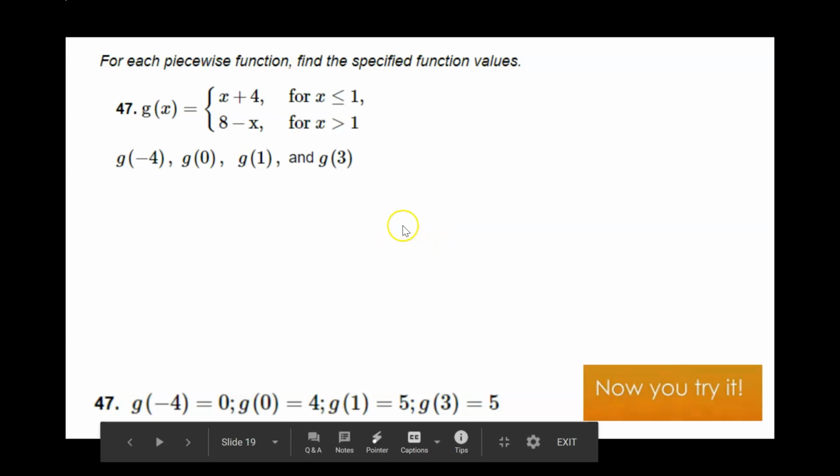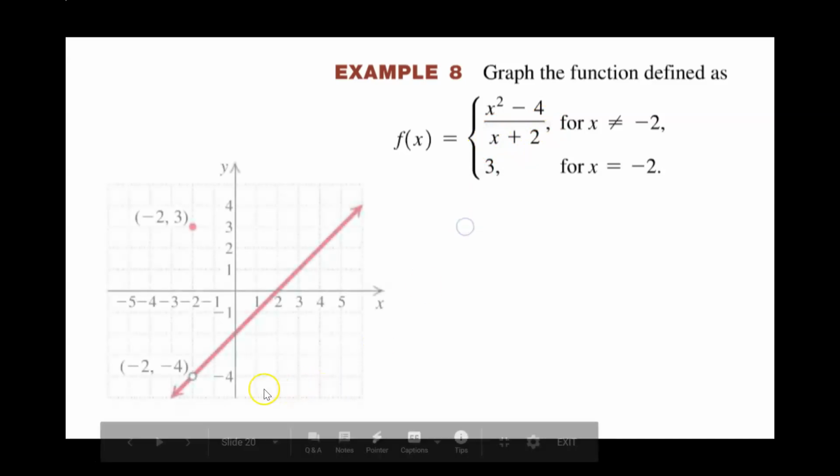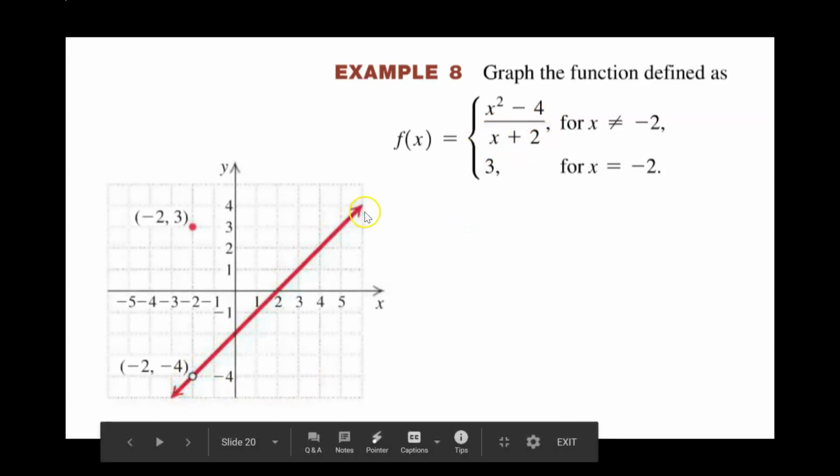So that's how we do piecewise functions. Now to graph a piecewise function, the best way is to use your calculator to assist you in seeing what this function looks like and what this function looks like. So if you actually type this in your calculator and put parentheses around the top and parentheses around the bottom, it looks like a straight line going all the way through.